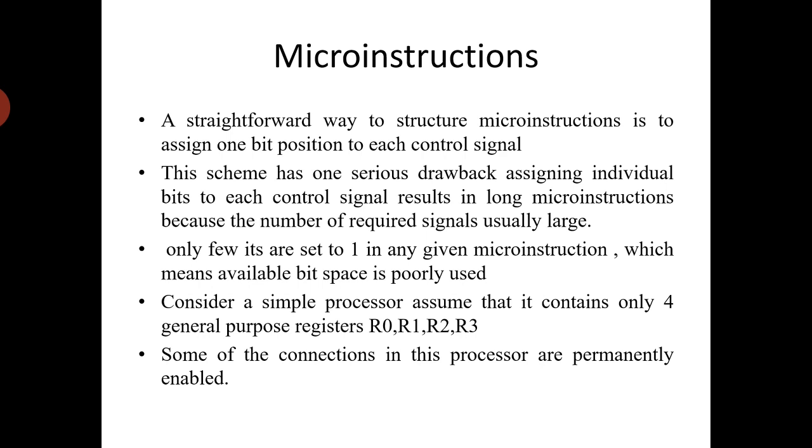If we consider a simple processor and assume that it contains only 4 general purpose registers, those 4 general purpose registers are R0, R1, R2 and R3. These are the 4 general purpose registers.